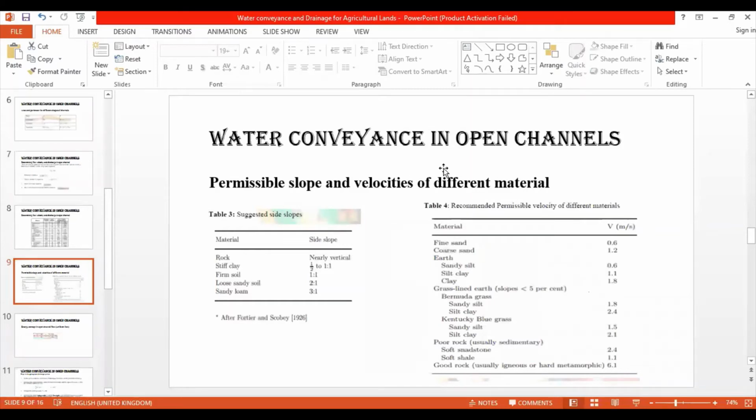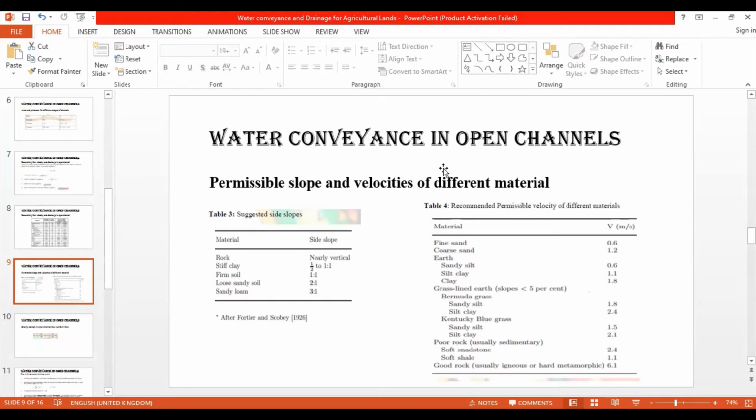So for different materials, different soils, there are recommended slopes that you can use, or else when you go beyond those slopes, the velocity of the water will increase to the effect that it will start eroding your channels. So experimentally, they've done a lot of research to say, okay, if you're in a sandy soil, you should not exceed this slope.